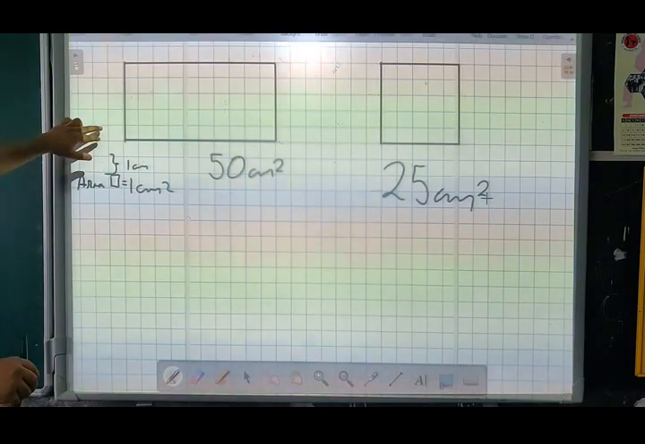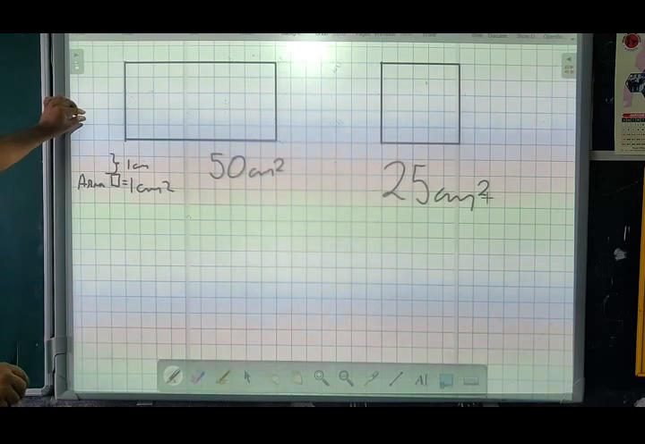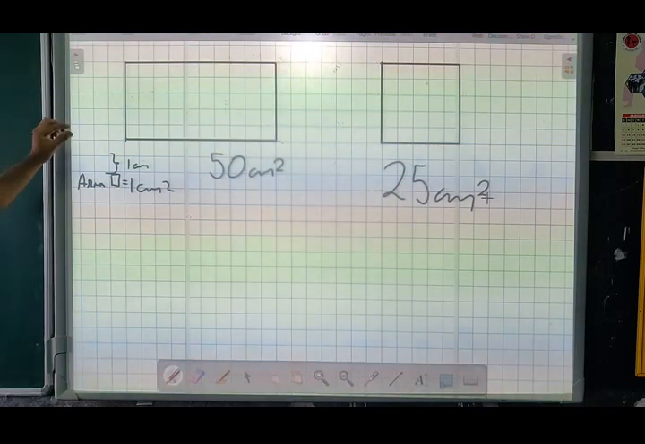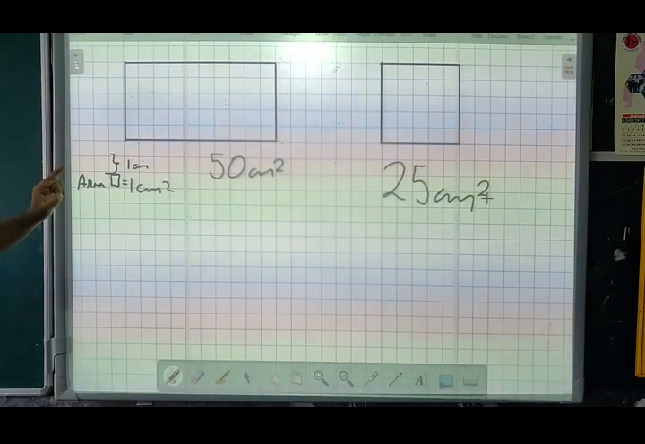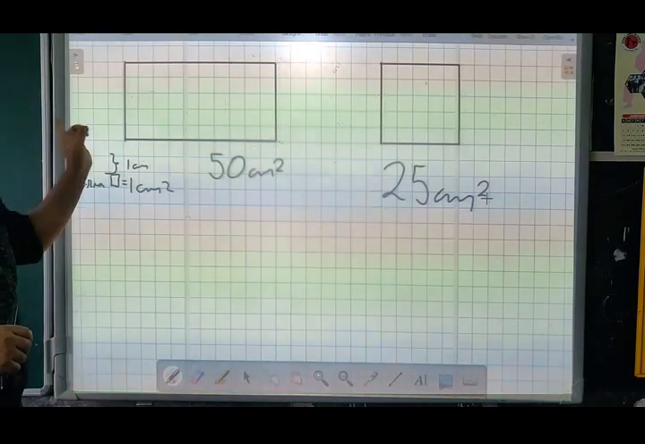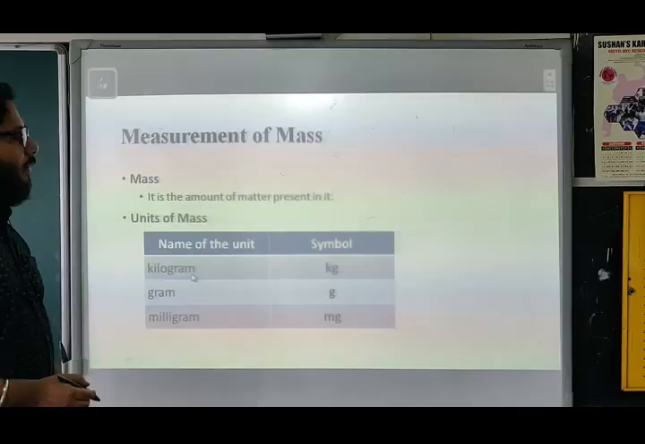Sometimes, looking at a small box, the side will be 2 centimeters in some graphs, and in some graphs it will be 1 centimeter. So please check it carefully. If it is 1 centimeter, the area of the box is going to be 1 centimeter square. If it's 2 centimeters, then the area of the box is going to be 4 centimeter square. Why? 2 into 2 is 4. So just remember that.